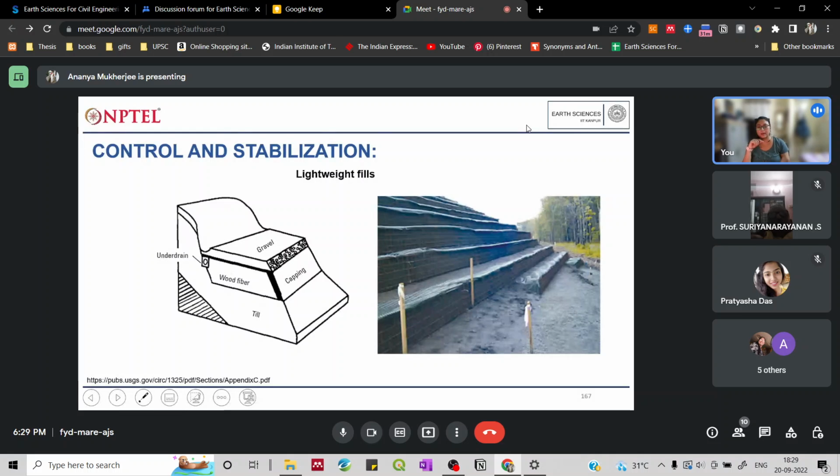Now how can we stabilize the earth material around our infrastructure, to control and prevent landslides from happening? These are some examples of how you can construct features which will prevent it. So you have lightweight fills. Okay, so this is your capping, you are putting gravel on top, and this is the till, and suppose this is the slope that was being affected. You have created these benches with gravel and different material, also wood fiber. So you are preventing this part from sliding down the slope.